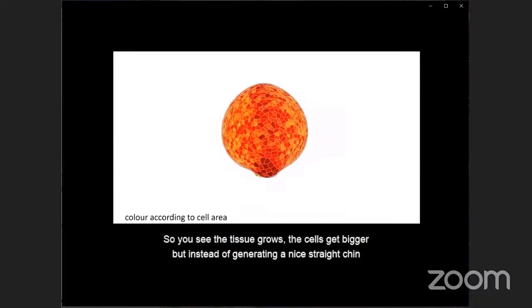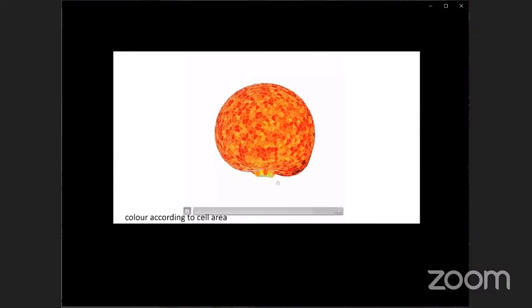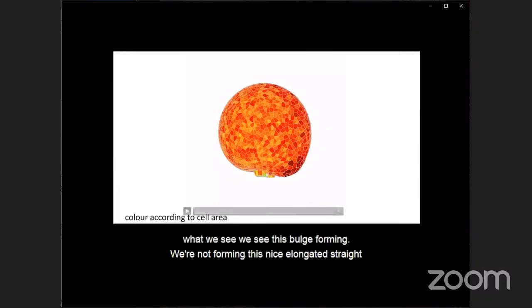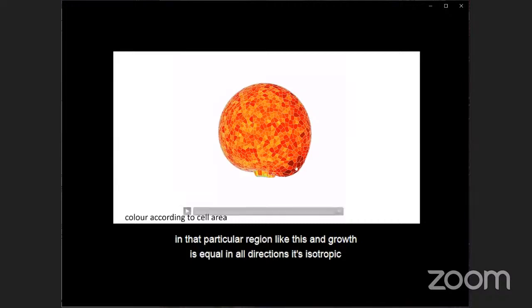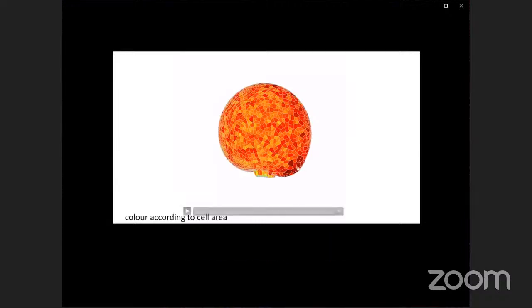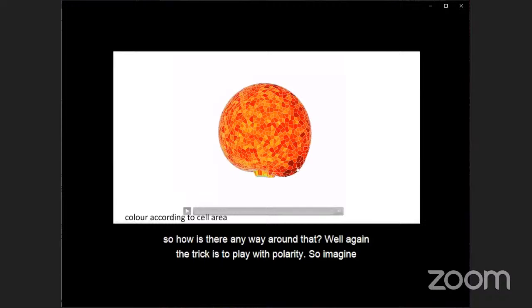So you see the tissue grows, the cells get bigger, but instead of generating a nice straight chin, we see this bulge forming. We're not forming this nice elongated straight edge. And the reason that bulge is forming is because if you increase the growth rate in a particular region like this, and growth is equal in all directions, it's isotropic, then the tissue will bulge out. It's just going to happen automatically. So is there any way around that?